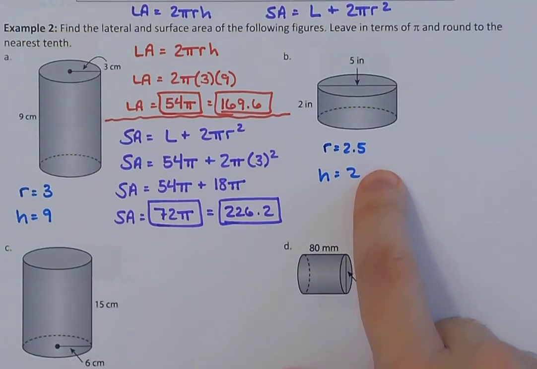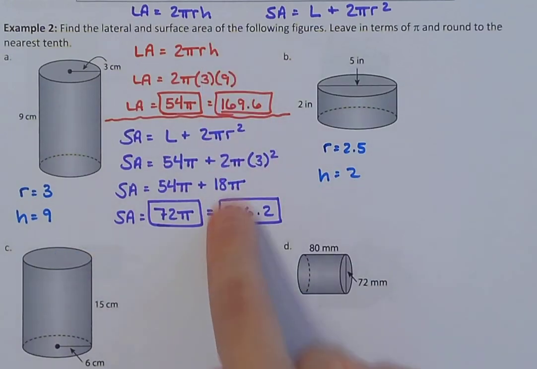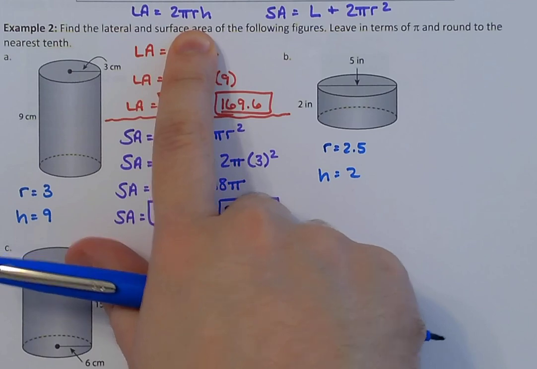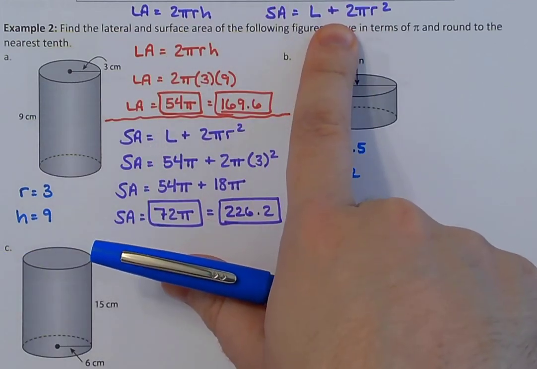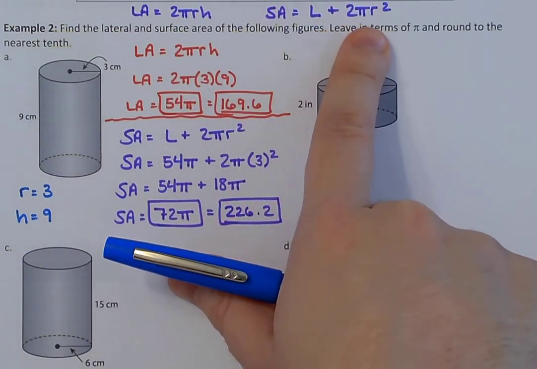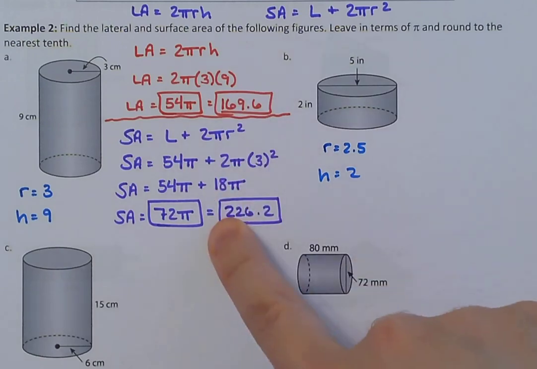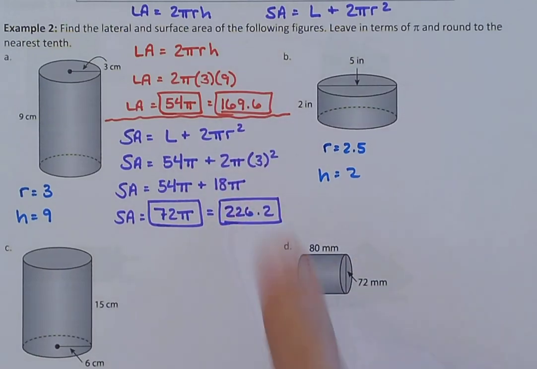All you need is your radius and your height. Then you can take those and plug them into your formulas. For lateral area, 2 pi r h. And surface area, which is your lateral area plus 2 pi r squared. Find your radius, find your height, plug everything into your formulas, and calculate. So I'm not going to run through all the other ones for cylinders because it's just more of the same, and this video has gone on far long enough.